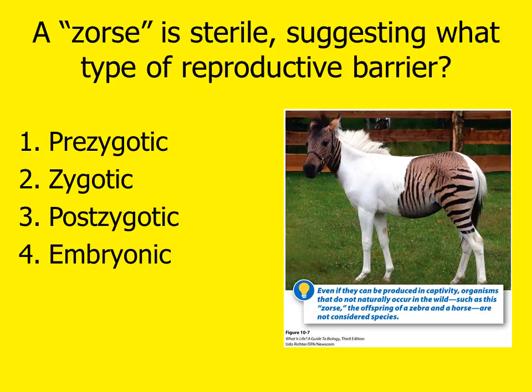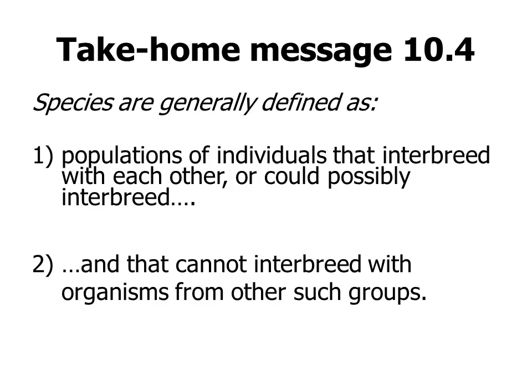A Zorse is sterile, suggesting what type of reproductive barrier? Think about it. Go back if you need to. The answer is number 3, postzygotic. So obviously the egg and the sperm of the horse and the zebra came together and fertilized and made this Zorse that fully developed and came out. But because this hybrid is sterile, it cannot go on to produce offspring of its own. We know that the horse and the zebra have a postzygotic barrier. That means they're two separate species. So this is reminding you species are defined as those two things that we've gone over.